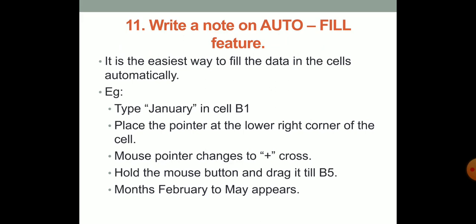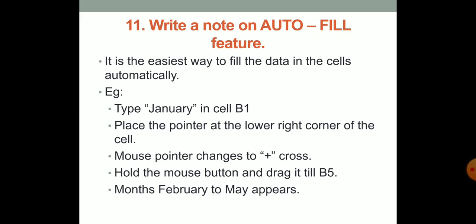Write a note on autofill feature. Now, what is this autofill feature? It is the easiest way to fill the data in the cells. Easiest way. Okay, how are we going to do this? I am showing an example. We type January in cell B1. Place the pointer, the mouse pointer, at the lower right corner of the cell.